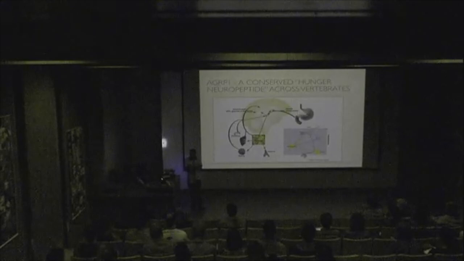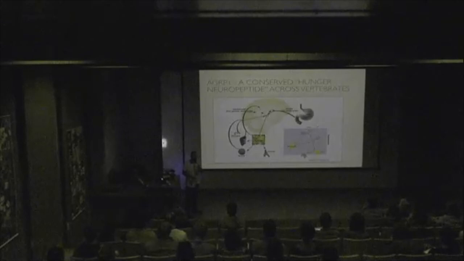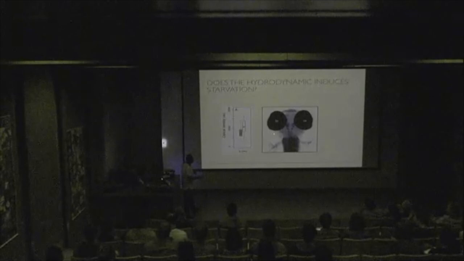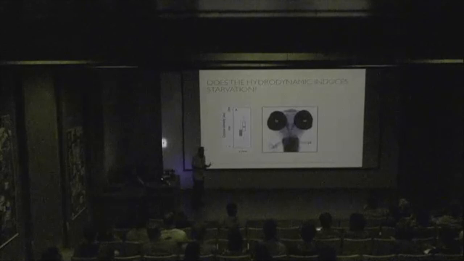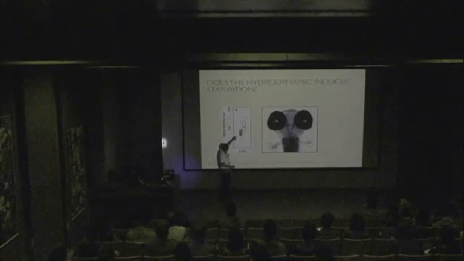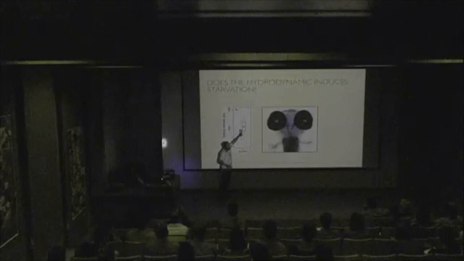And basically, you could ask what happens to the expression of these neuropeptides throughout ontogeny. So our method was first to make sure that the gene is expressed at the right place, and this is an in situ hybridization, and the gene is expressed in the right place in the brain. And if you compare the expression pattern between starved and fed fish, these are starved fish, these are fed fish. In starved fish, the expression level of the gene is much higher.